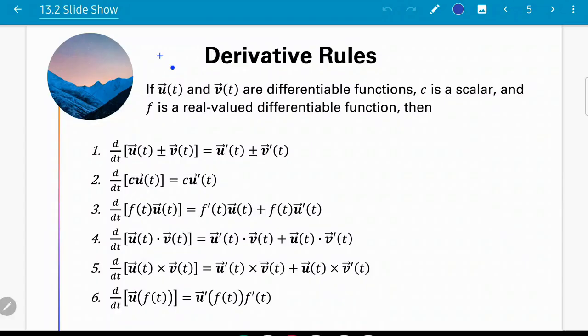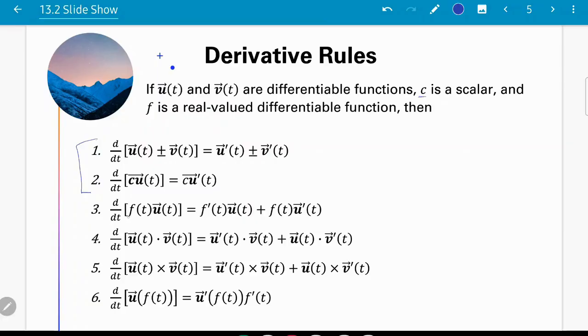Okay, so if u of t and v of t, also vectors, are differentiable functions, c is a scalar, and f is a real-valued differentiable function, then the following derivative rules apply. The sum and difference rule, number 1, and the constant multiple rule are similar to what we have seen.